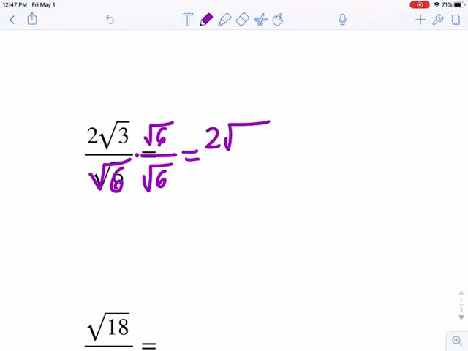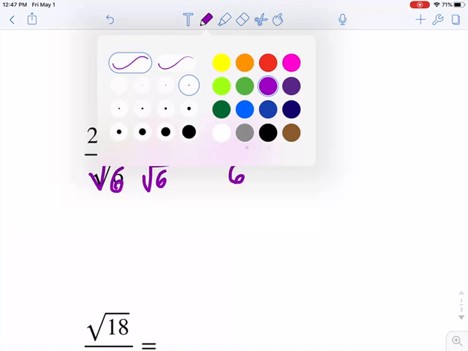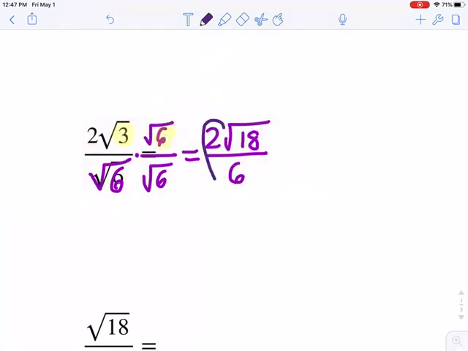I'm gonna get 2 radical. I gotta multiply the numbers under the radical together. I'm gonna get 18 over 6. Now all kind of bizarre things are gonna happen here. Like I'm gonna simplify 2 over 6. That's 1/3. Radical 18.